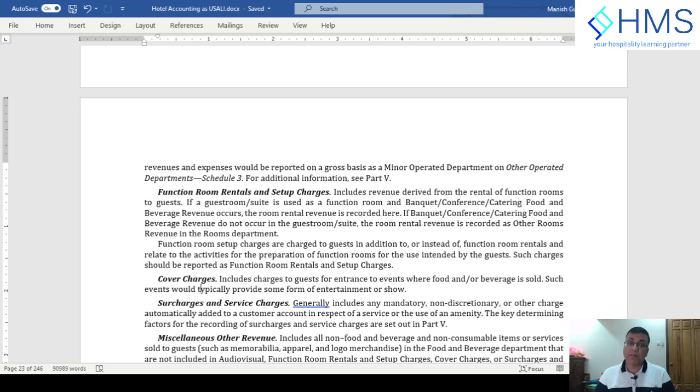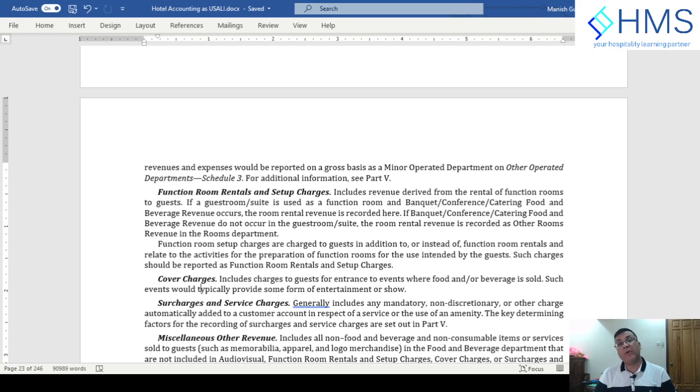However, if the guest has taken a guest room for a service party, and they have also ordered food and beverage revenue or the things from them, then usually the function room rental will come here. So what will the rooms department get? Basically, the rooms department will not get anything in that case.